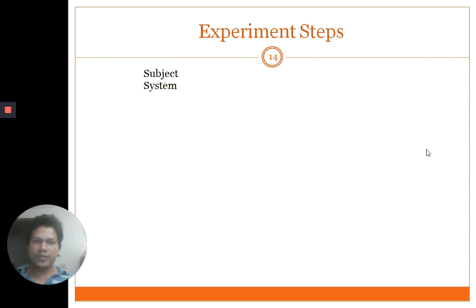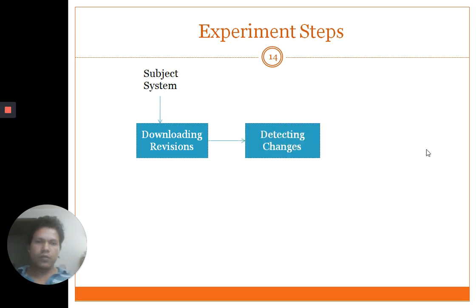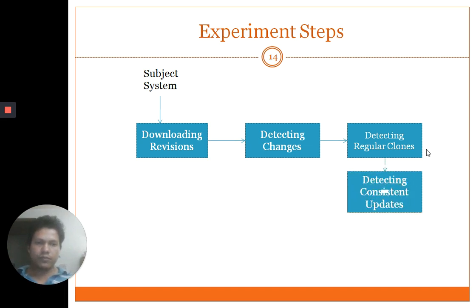Now the experimental steps. Let's say we have a subject system. We first download all the revisions of the system from the online repository. We then detect the changes between every 2 consecutive revisions using the Unix diff tool. We detect the regular code clones from each of the revisions of this subject system using the NiCad clone detector. We then detect the consistent updates using the Dice coefficient.